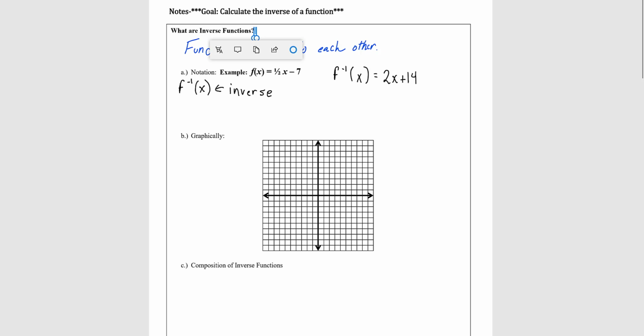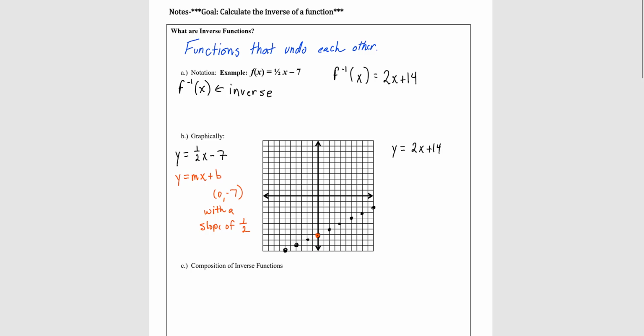The next thing we want to do is graph both of these functions on the same plane. All right, so I went ahead and graphed that first equation, y equals 1/2 x minus 7. I did that because it's in slope-intercept form, so I started at the point -7 on the y-axis, and I rose 1 and ran 2 to get all of those points. 2x plus 14 is a little bit tougher to graph that way since 14 is the y-intercept and it's way off the grid. So instead, I'm going to make a t-chart.